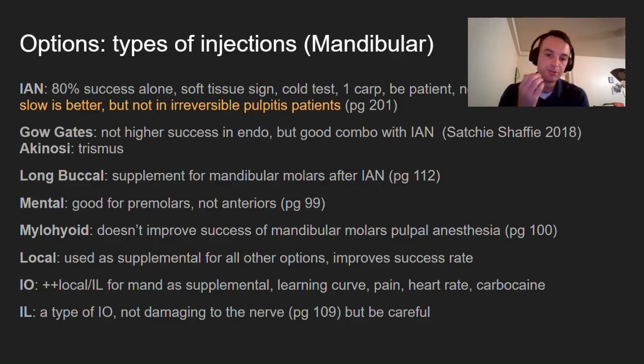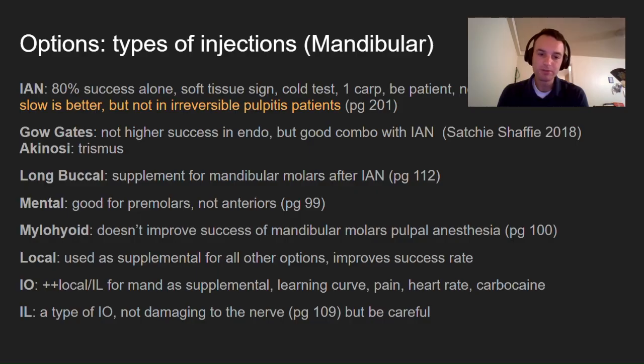Try to massage it in when you give it. The mylohyoid is another, I feel like it's a bit of a buzzword in anesthesia. Oh, they're not feeling the lip sign? They're not numb? Give them mylohyoid. I'm not saying that's wrong, but the studies from my review in the textbook mention that the mylohyoid doesn't really improve the success rate of pulpal anesthesia for mandibular molars. So it's not a waste of your time. You could think of it as a lingual side local, but don't go to that as a main effort every time.